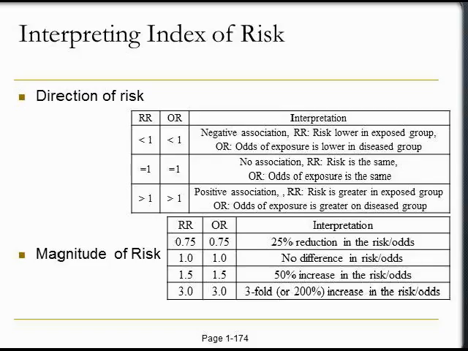In the case of a relative risk, it means that the risk is greater in the exposed group, or in the case of an odds ratio, the odds of exposure is greater in the disease group.